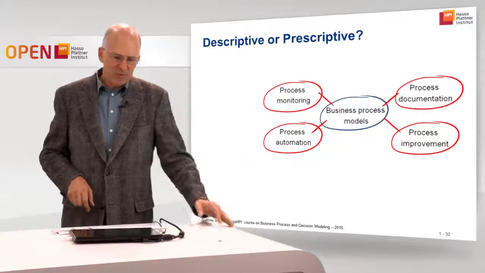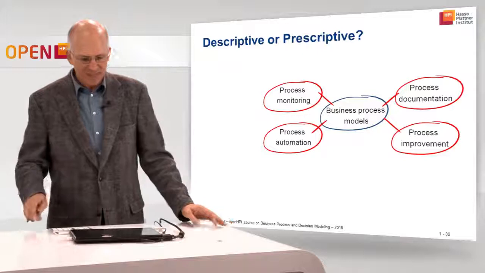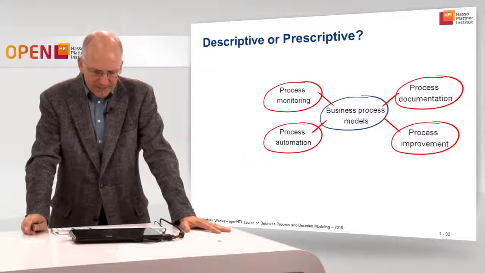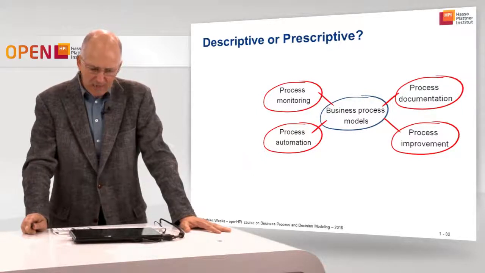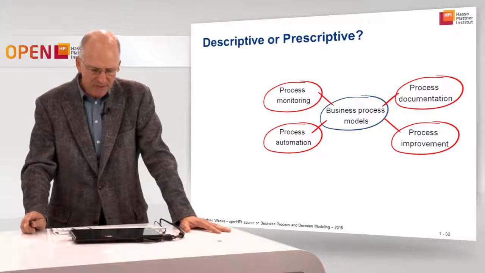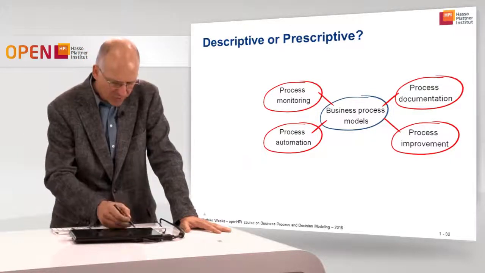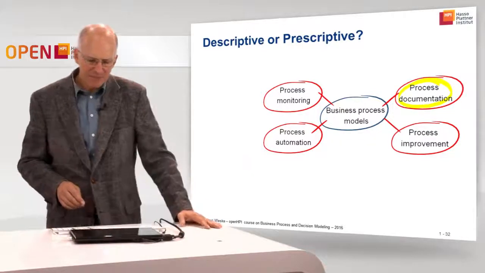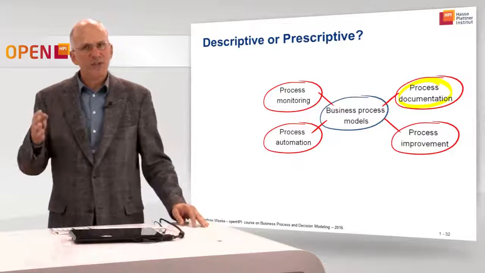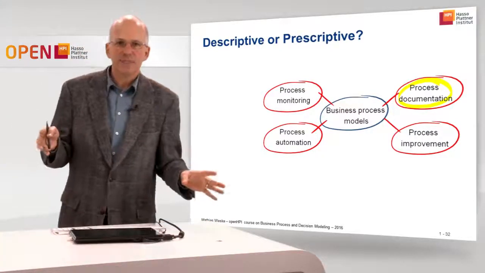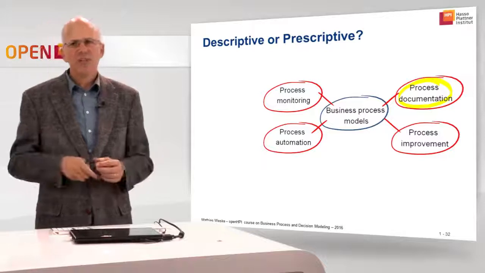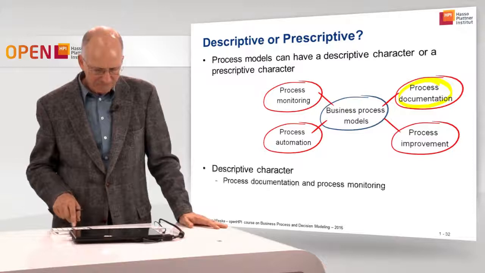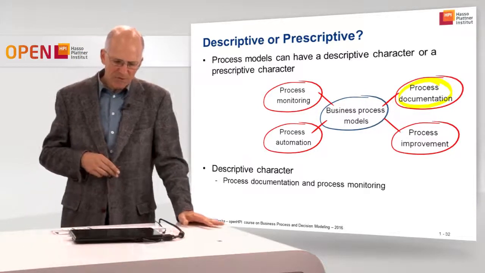So, is a process model descriptive or prescriptive? We were discussing this for models in general. Take a look at these important activities related to process modeling. Maybe start with process documentation. In process documentation, we take a look at the original, at the business process, and document it. So it's a description of what is already there. So process documentation has mainly this descriptive character.